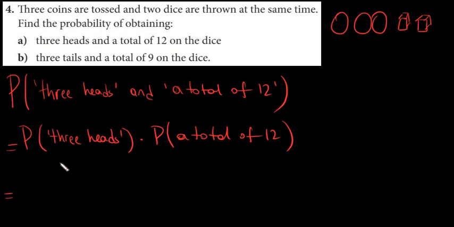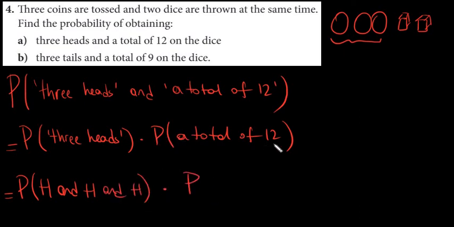Now, let's look at this first. How many events do we have here? We are just throwing them at the same time, or actually you can throw them one after the other. It doesn't matter. In the first one, I want to get a head. In the second one, I want to get also a head. And in the third one, I want to get also a head. So these 3 are independent events.